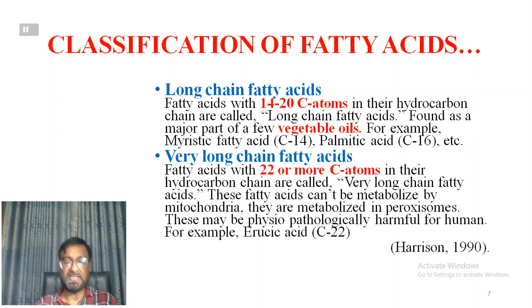So these fatty acids have higher melting points. These fatty acids cannot be metabolized by mitochondria. They have to be cut down into shorter molecules. They are normally metabolized in peroxisomes. These may be physiopathologically harmful for human bodies, for example, erucic acid, if taken in larger amounts.